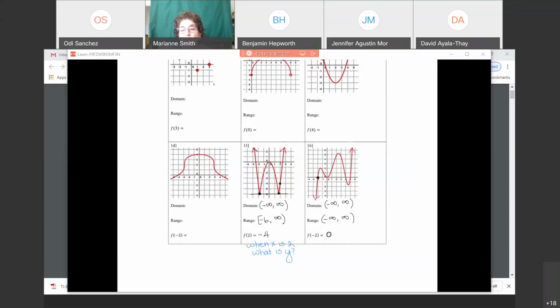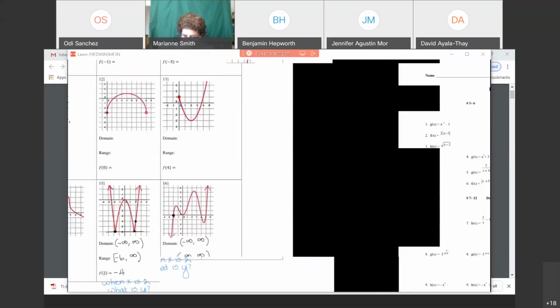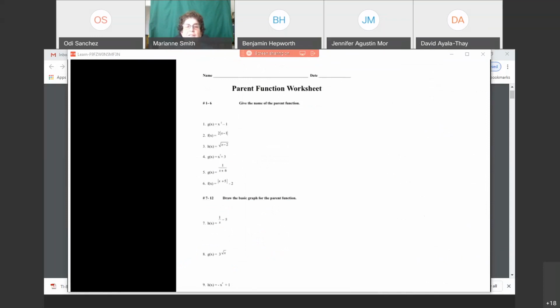So hopefully this was a kind of a refresher about domain and range and functions and that sort of thing. I guess the only other thing I wanted to share with you was about families of functions. Let me see if I can get to that. Parent functions. How come it's 0? Let me go back.